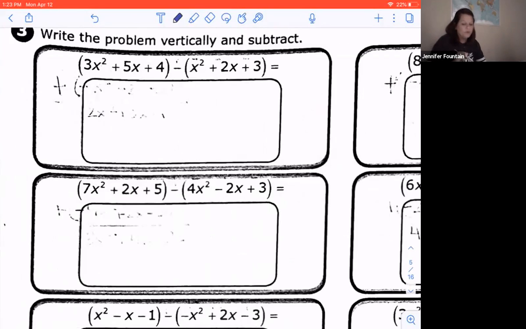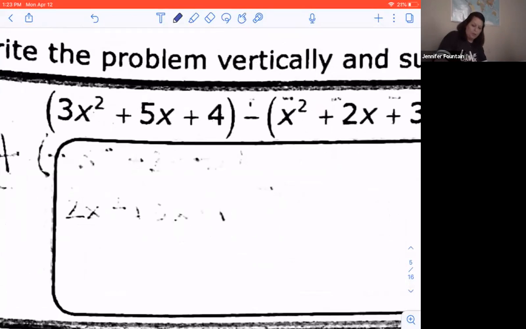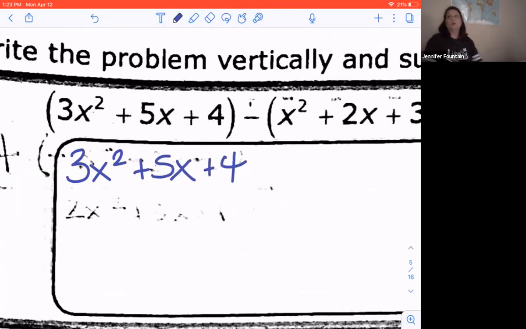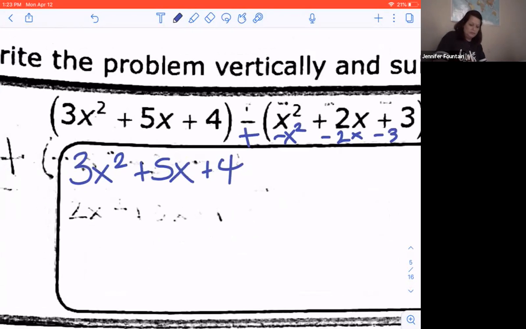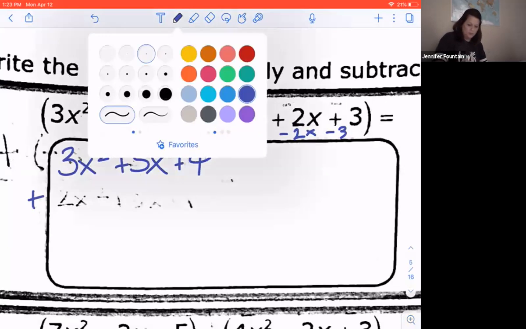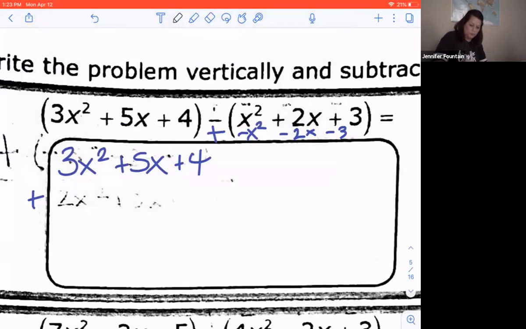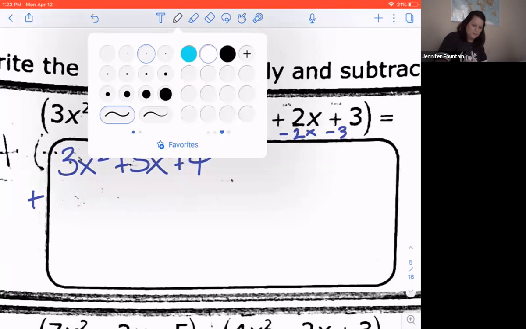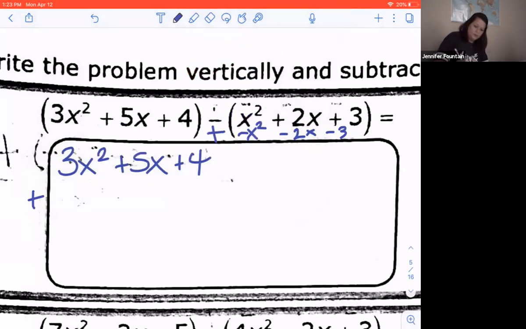So it says to write the problem vertically and subtract. So we'll go ahead and write our problem, 3x squared plus 5x plus 4. Now remember, this is where I'm going to change, and I'm going to put plus negative x squared minus 2x minus 3. Let me erase a little bit more. So plus negative x squared minus 2x minus 3.